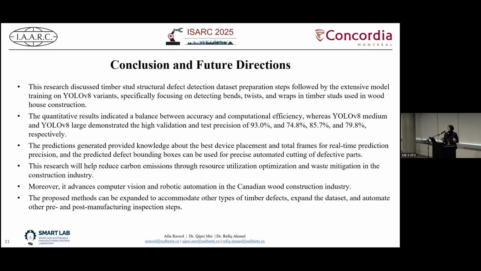So what we can do further to extend this work is to utilize the defective and non-defective parts for some purposes. And also, we are extending this work to enhance the dataset based on the insights that we got, and also to enhance the algorithms.